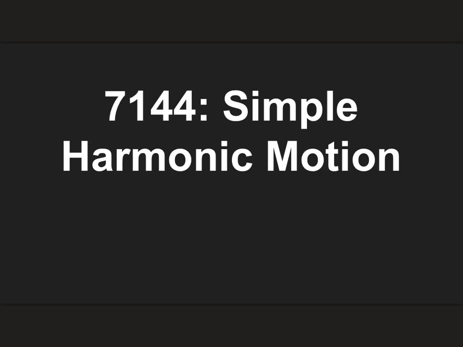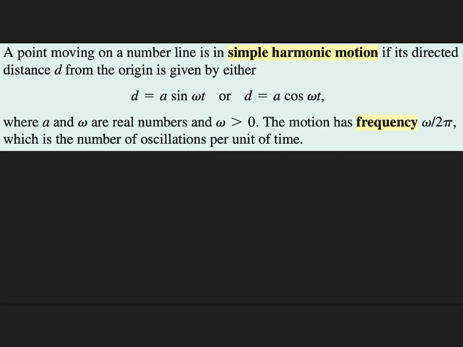Welcome to lesson 7144, simple harmonic motion. Okay, so we're going to need these two equations here. Distance equals A times sine omega t, or distance equals A cosine omega t, and then you can read the rest. Frequency is omega over 2 pi, so this is Greek letter omega here. Oscillation means the thing is going back and forth.